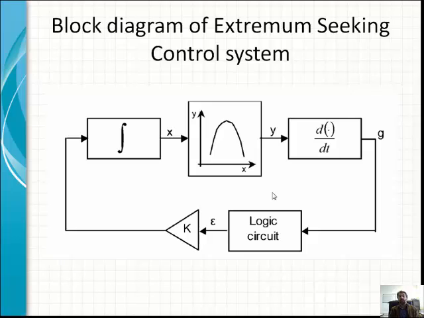So the key element here, if I were to choose one, would be the differentiator, which actually gives a measure of the gradient, that is, of how y is changing with respect to x. That is, as x is changing, how is y changing, and that information is fed back to the logic circuit, which then determines the direction in which x should move to track the maximum power point.